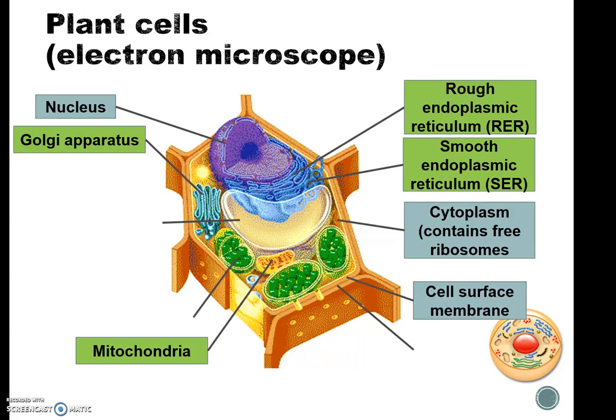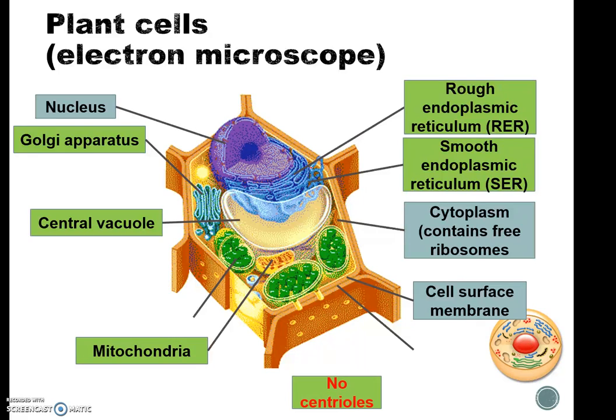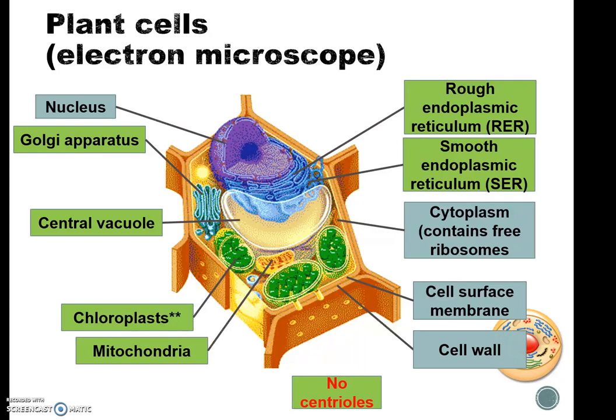There are some differences in plant cells, of course. You have the central vacuole. They have no centrioles, unlike animal cells. They have special chloroplasts for photosynthesis. And they have a cell wall surrounding the entire cell, giving it its shape. So once again, just absorb some of that, take it in, and label your diagram. Lots of new things. New words. Cool.